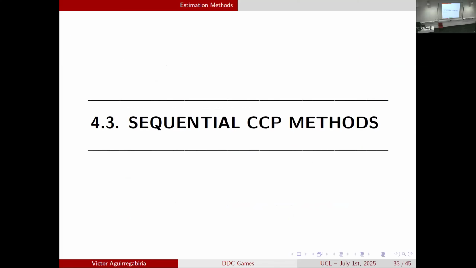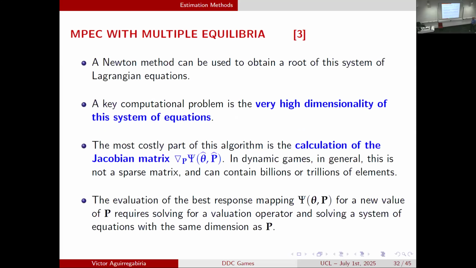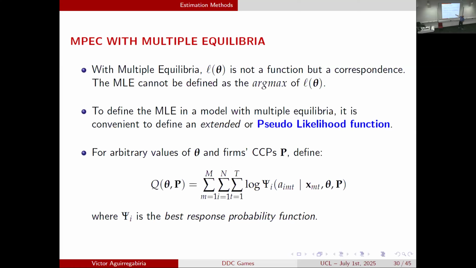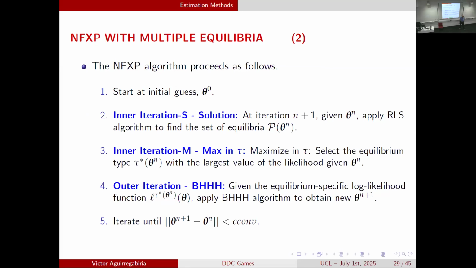Okay? Can I add one thing? Sure. Another thing about MPEC is it just finds one solution. So with multiplicity of equilibria, you don't know. Exactly. Yeah. Exactly. I think that's a clear disadvantage with respect to this one. Definitely. Yeah.